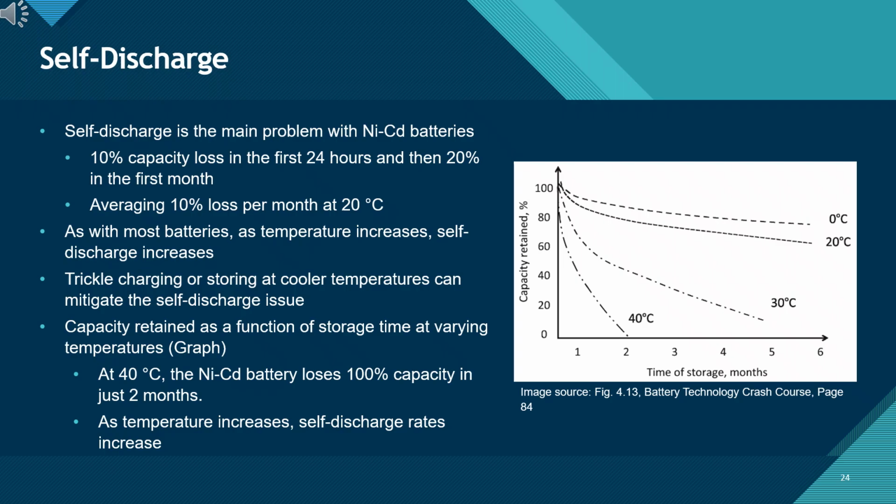At 0 degrees Celsius, capacity is retained much longer, but as the temperature increases, the self-discharge accelerates. At 40 degrees Celsius, the battery can lose all of its capacity in just 2 months. This is why proper storage is critical. To manage this issue, we use trickle charging, a very small continuous charge, or store the batteries in a cool, dry place. These simple steps can significantly extend storage life and keep the batteries ready for use.